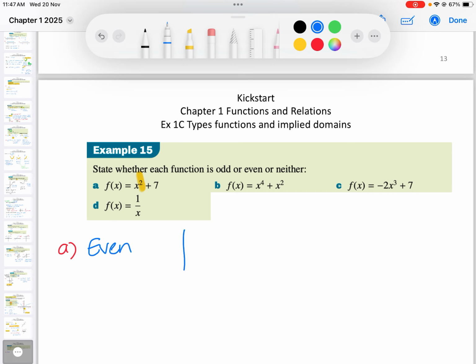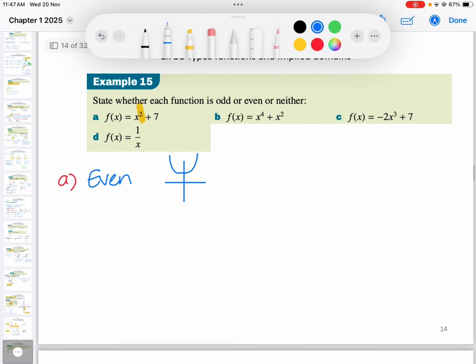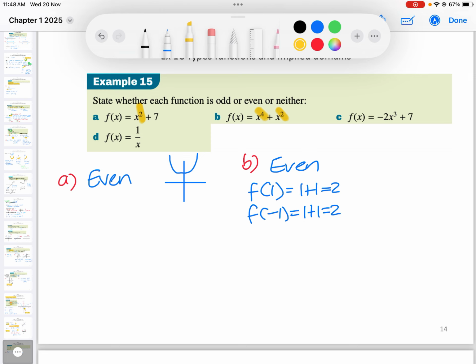What does it look like? A parabola of x squared plus 7 looks like that. So yes, it is definitely even because the values that are negative are the same as the values that are positive. X to the 4 plus x squared. Again, I'm thinking even. I can draw it on a calculator and I don't know what that looks like. So I'm going to say it's even. If I wanted to check algebraically, f of 1 is going to be 1 plus 1, which is 2. The f of minus 1 is also 1 plus 1, which is 2. So yes, definitely even.